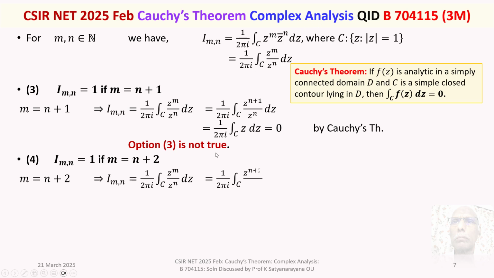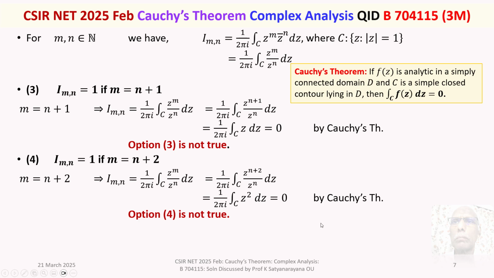So you substitute m equal to n plus 2. It will be 1 by 2 pi i integral taken round c, z power n plus 2 by z power n dz, and after cancellation, 1 by 2 pi i integral taken round c, z square dz. f of z is equal to z square, a polynomial of degree 2. Every polynomial is analytic everywhere. Therefore, it is analytic inside and on C. By Cauchy's theorem, the integral value is 0. Integral around C is 0. Option 4 is not true.